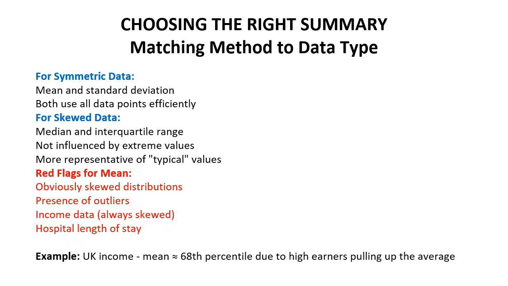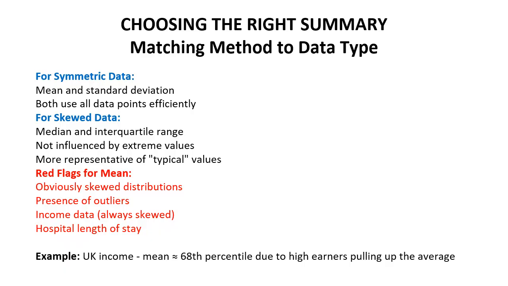Now there are some red flags for using means. Obviously, there are skewed distributions. We could be looking at hospital length of stay. Most of them are short, only a few are very long. The time to recovery, the income data, all of those are skewed distributions. We also would have to look at the presence of outliers. This is like lab values with equipment errors or a data entry mistake.